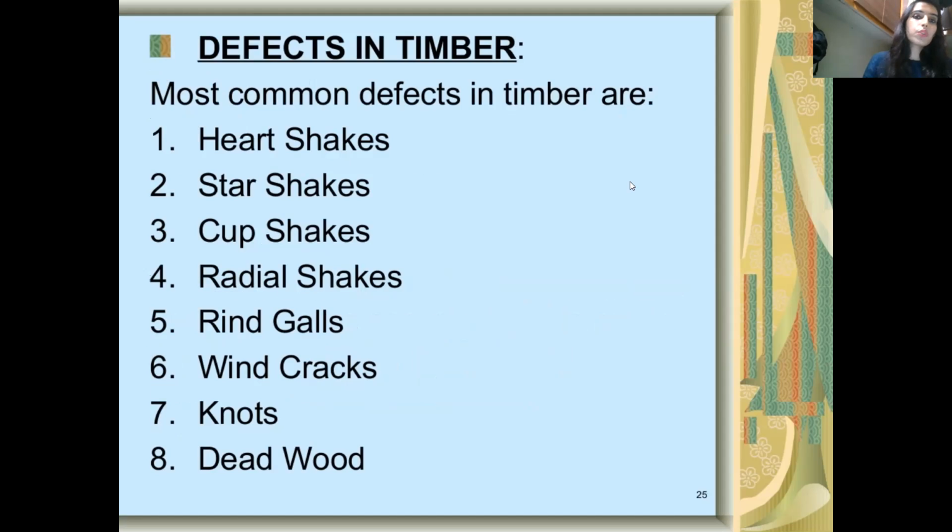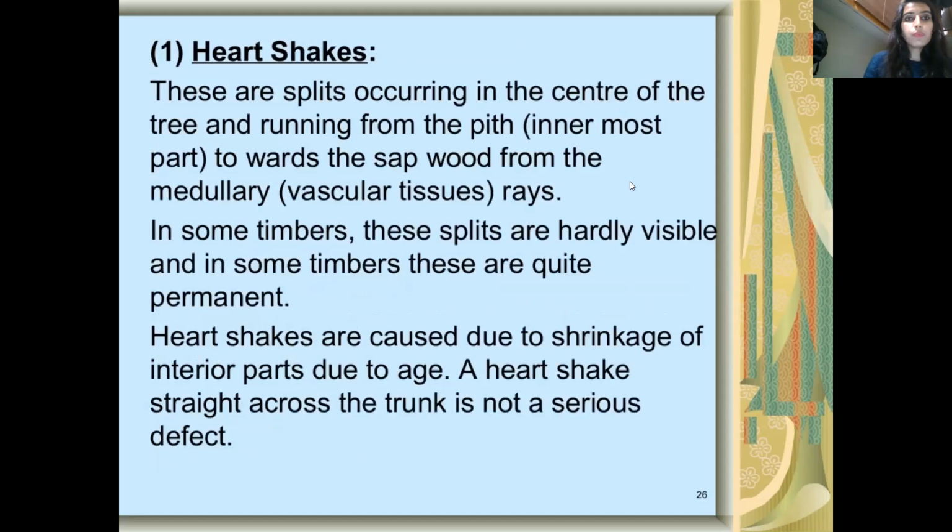The most common defects in timber are heart shakes, star shakes, cup shakes, radial shakes, rind galls, wind cracks, knots, dead wood. Heart shakes: these are splits occurring in the center of the tree and running from the pith, the innermost part, outwards along the medullary rays. In some timbers these splits are hardly visible, and in some timbers they are quite prominent.